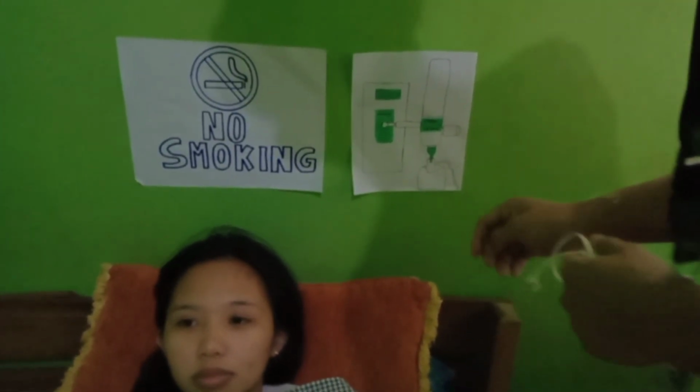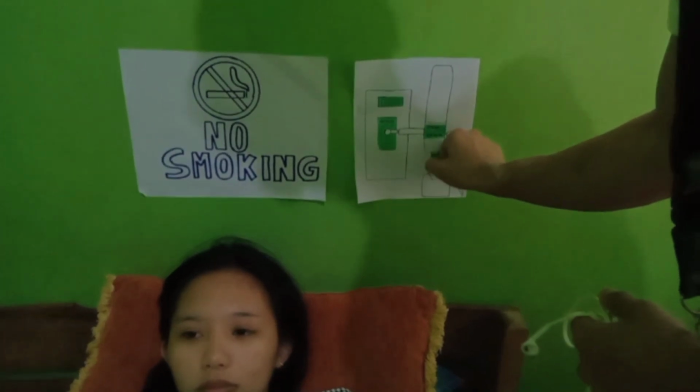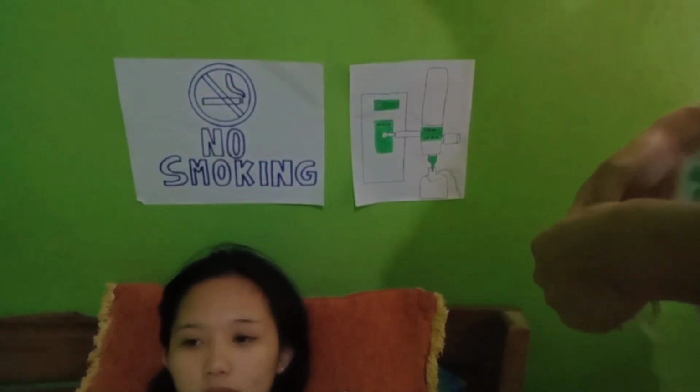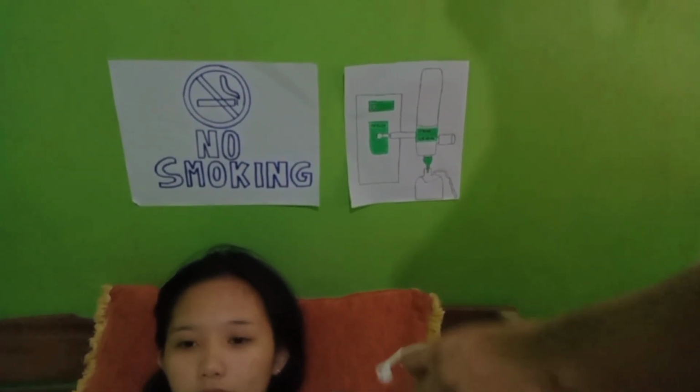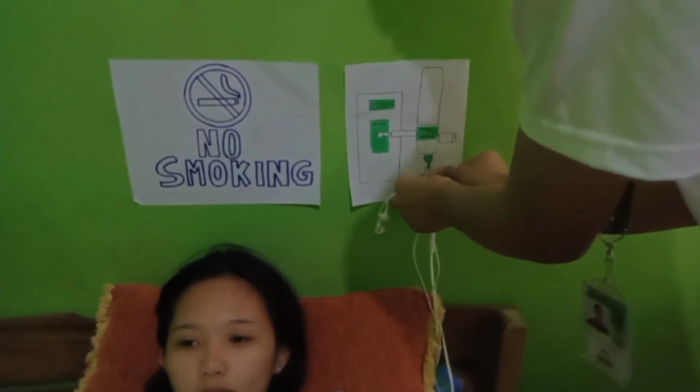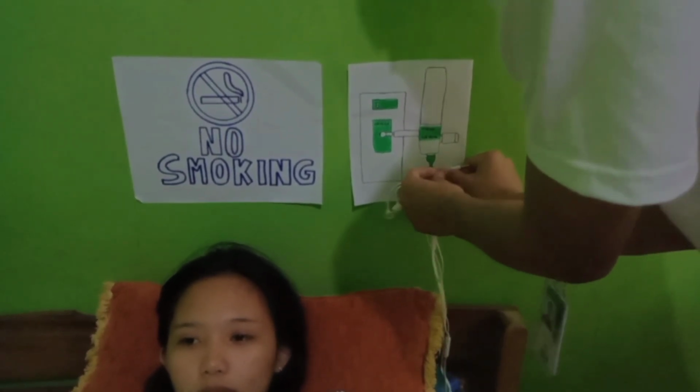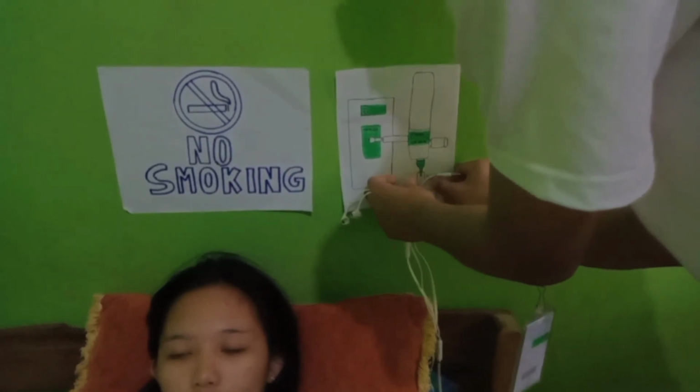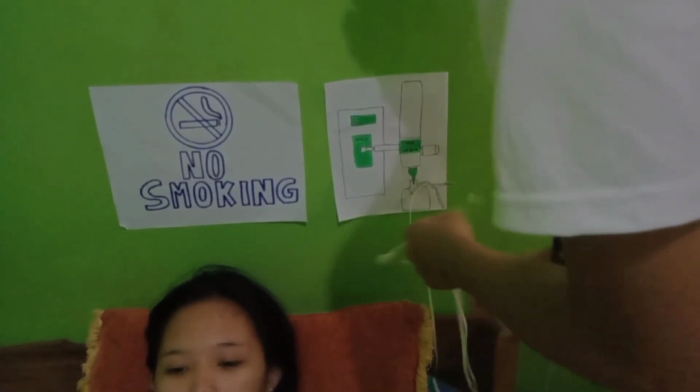Insert flow meter into wall outlet. Attach oxygen tubing to nozzle on flow meter. If using a high oxygen flow, use a humidifier. Attach oxygen tubing to humidifier. Oxygen in high concentration can be drying to the mucosa.